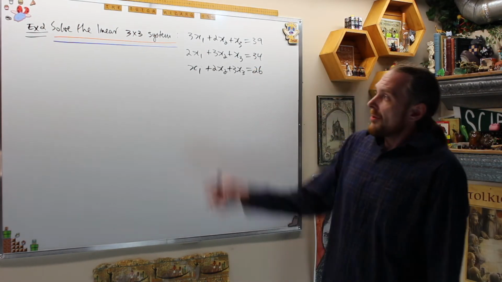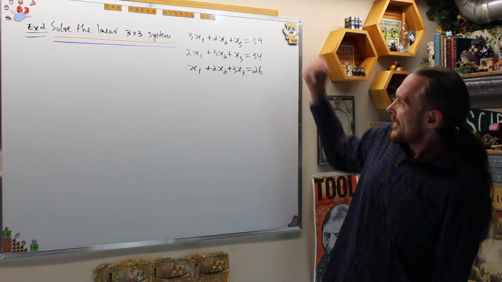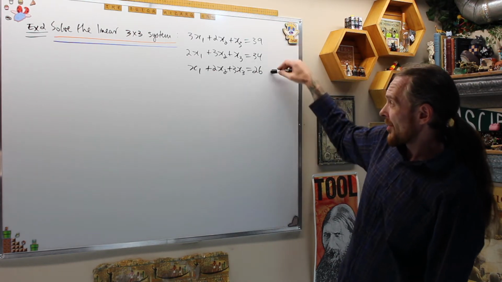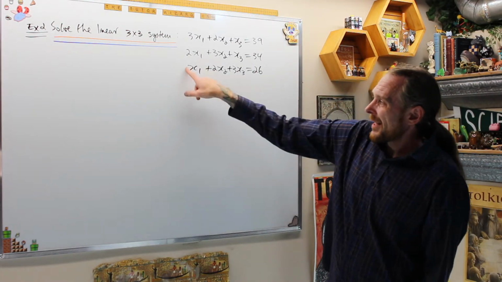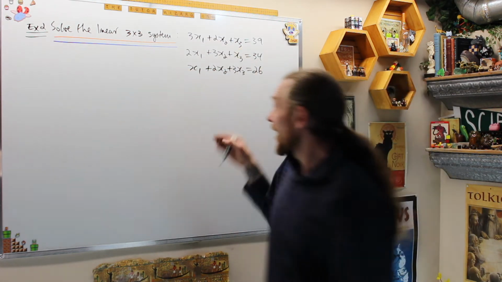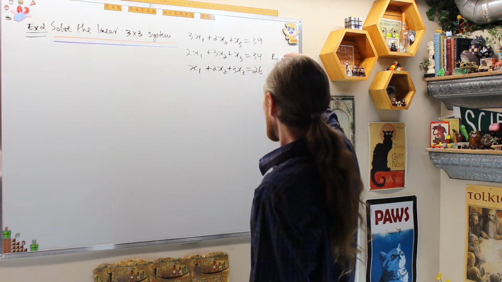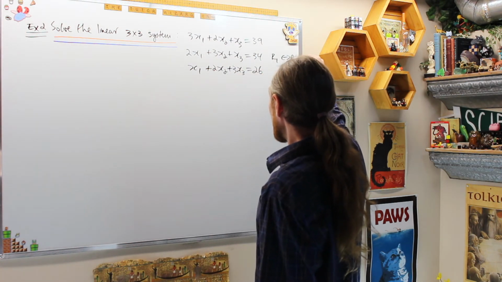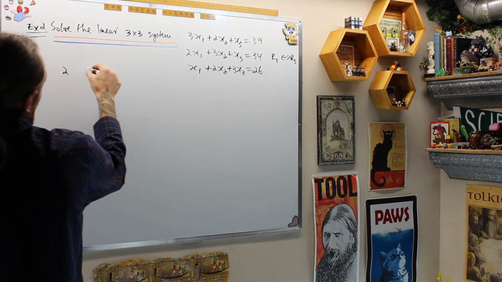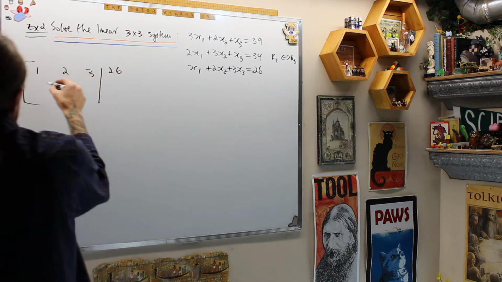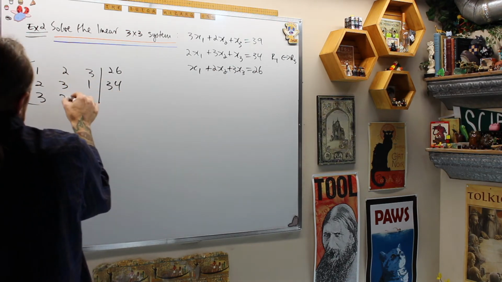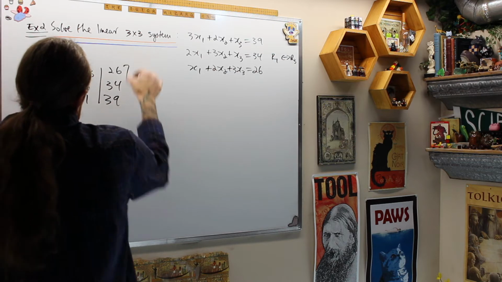All right, example 2: solve the linear 3x3 system. This time we have this linear 3x3 system where we have some big numbers. What do we do? I augment the matrix, and I notice this is a 1. So copying this out, putting this row at the top, I get a leading 1. I'm interchanging row 1 and row 3, and then augmenting. This gives me 1, 2, 3, 26, 2, 3, 1, 34, and 3, 2, 1, 39.